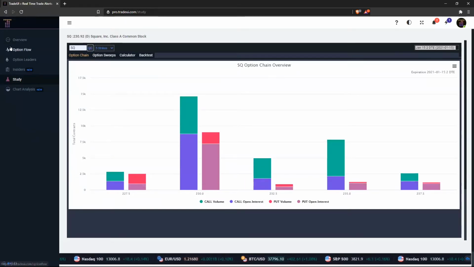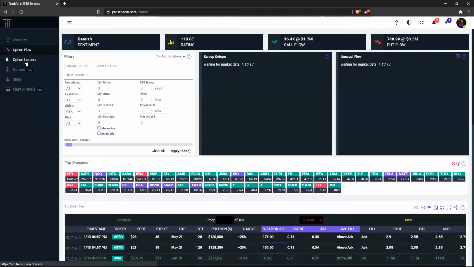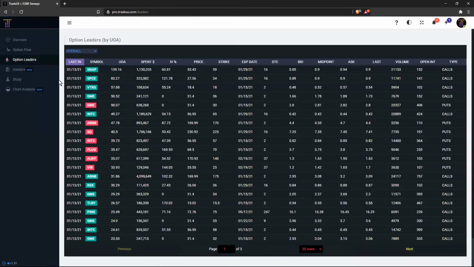But yeah. Oh, okay, I see. So I got this flow option leaders. Is it the leader, option leader, does it calculate it by money or what is it calculated by? Yeah, it's calculated by the biggest, pretty much.